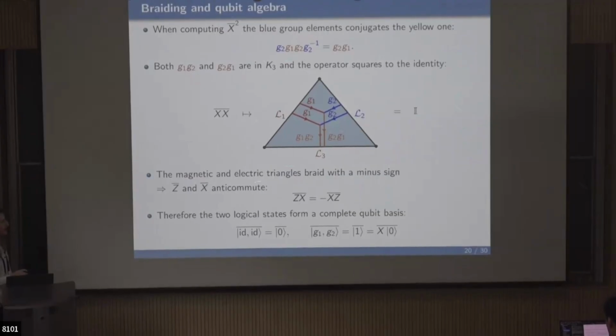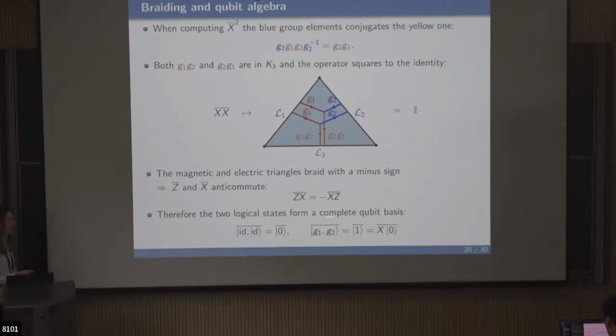Anyway, from the braiding of the anyons that we require to have a minus sign, we get that these logical operators anti-commute. So we can basically define the Z eigenstates as the logical 0 and the logical 1.